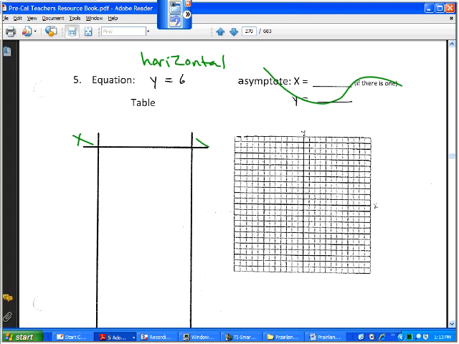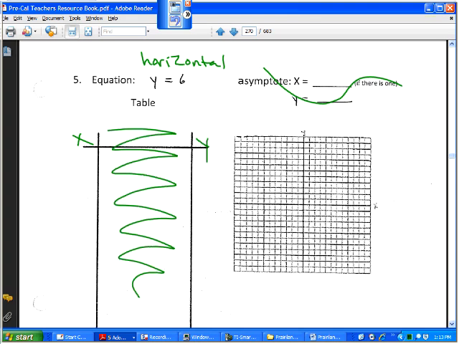When you build a table, you do not need a middle section because y is not dependent on x. Y is constantly 6. Remember that from long ago? An equation with y only is a horizontal line. The slope is 0. The y-intercept is the constant y value 6. We're going to have a horizontal line through y's 1, 2, 3, 4, 5, 6.